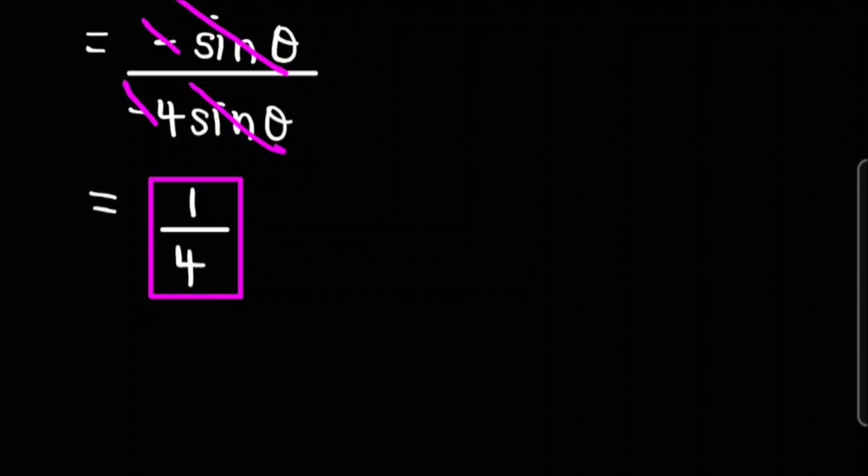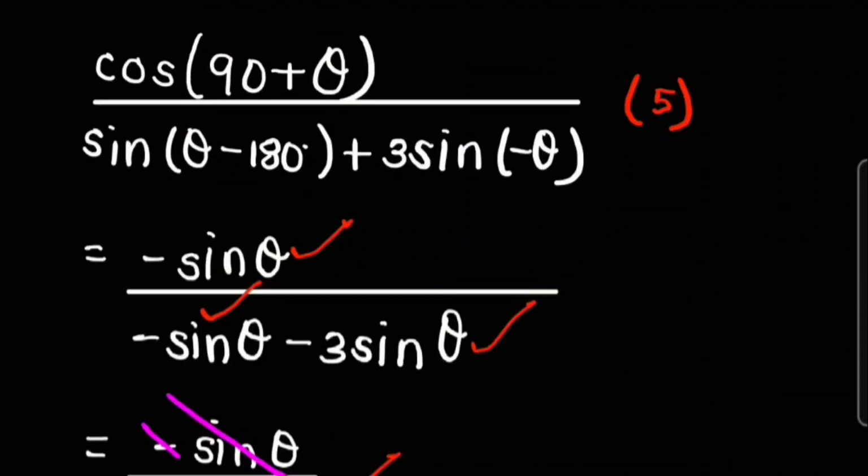Now let's see where those 5 marks were allocated. Your first step carried 3 marks. 1 mark for each reduction formula, 1 mark for the negative angle, 1 mark for simplifying, and 1 mark for the final answer.